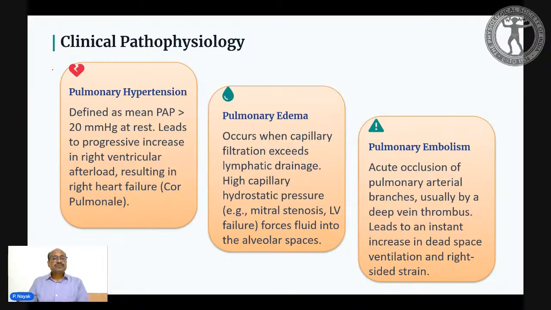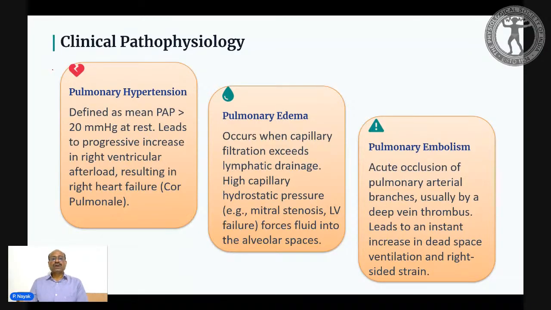Then clinical importance or applied part. Normally pulmonary pressure should not be high, but if the pulmonary arterial pressure is increased more than 20 millimeter mercury at rest, then it is called pulmonary hypertension, and it leads to progressive increase in right ventricular afterload, resulting in right heart failure, or cor pulmonale as it is sometimes called.